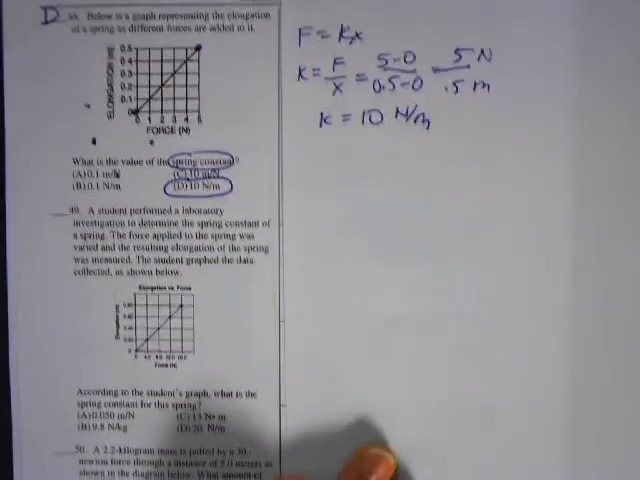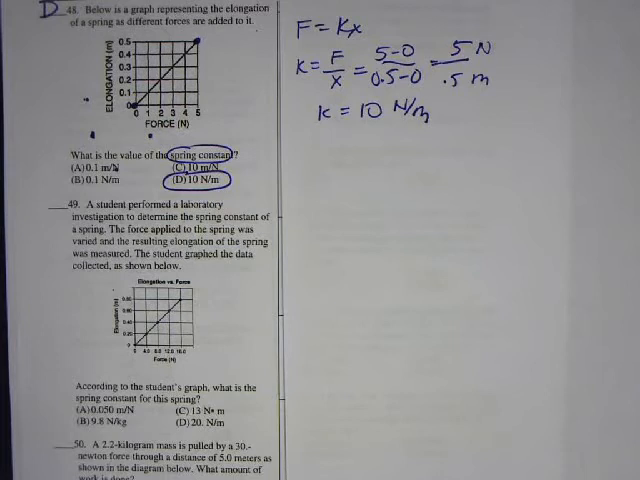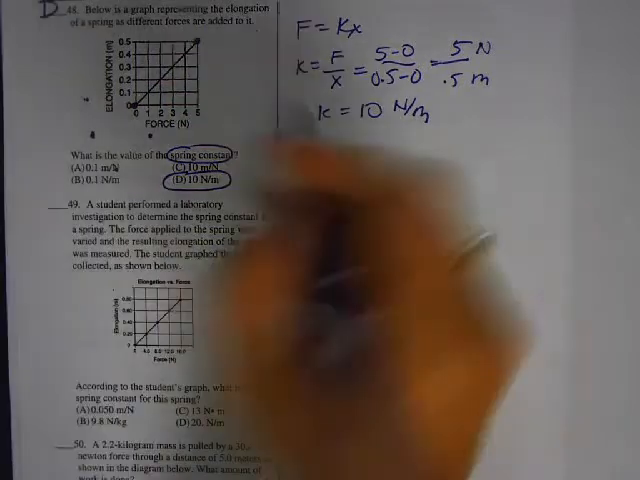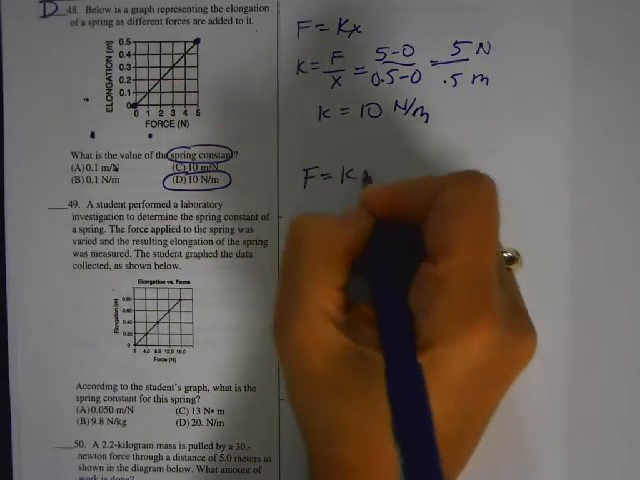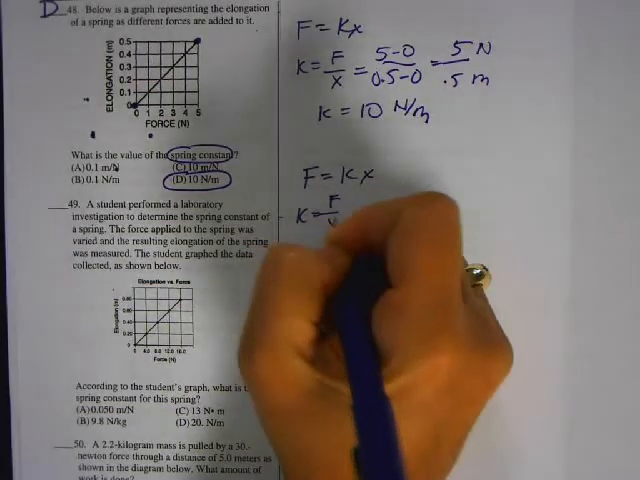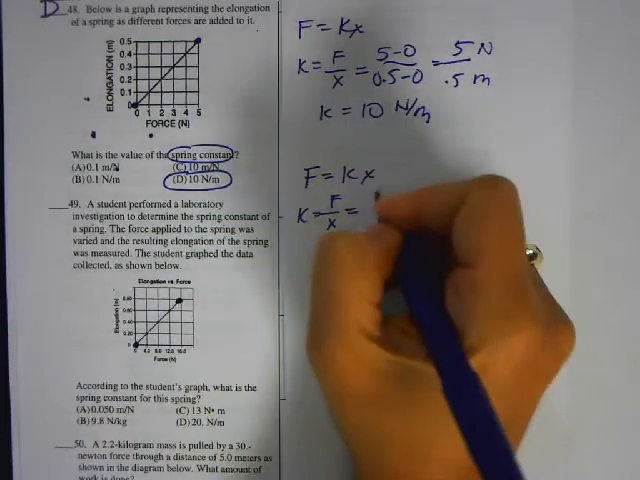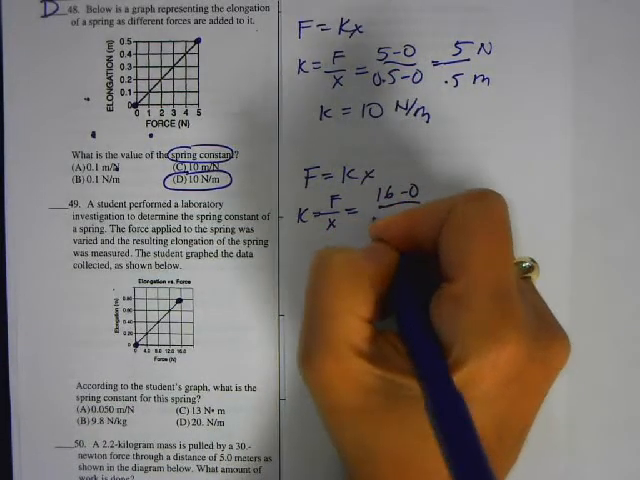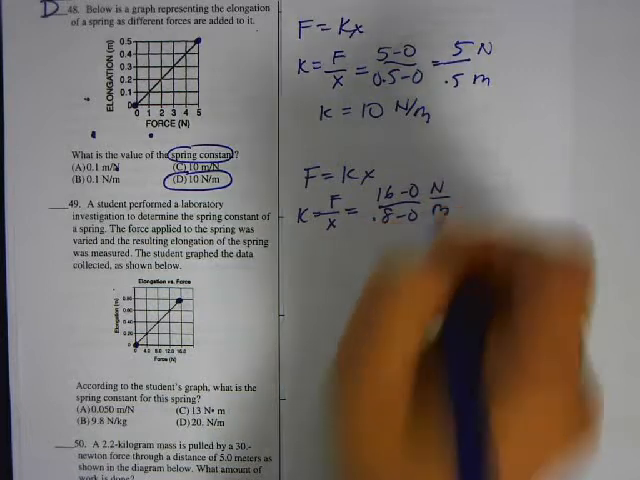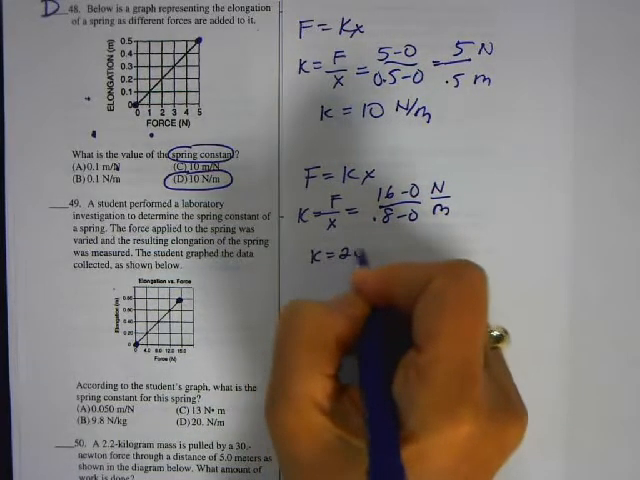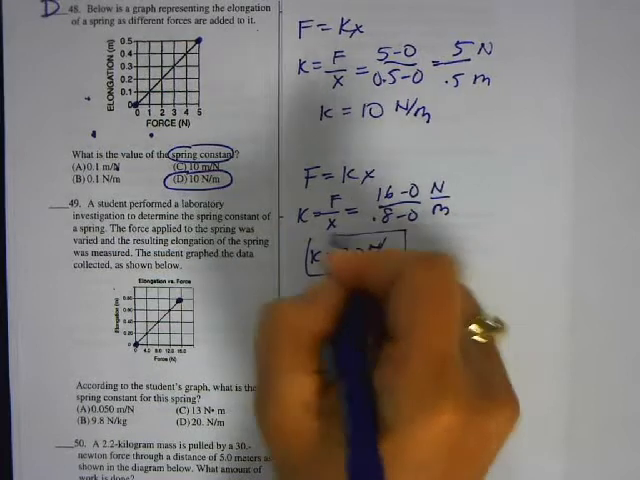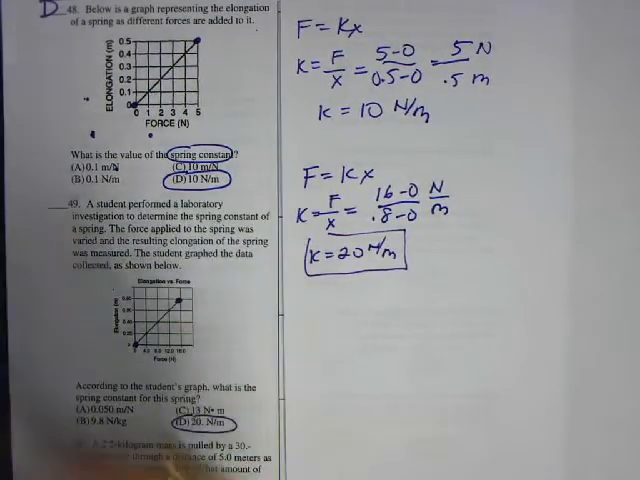Number 49. A student performed a laboratory investigation to determine the spring constant of a spring. The force applied to the spring was varied, and the resulting elongation of the spring was measured. The student graphed the data. So we're going to do the same thing to find k. F is equal to kx, so k is equal to F divided by x. I'll probably just choose my endpoints because it's easier. So I'm going to say 16 minus 0 over 0.8 minus 0. This is newtons, this is meters. So k comes out to be 20 newtons per meter, which is choice D.